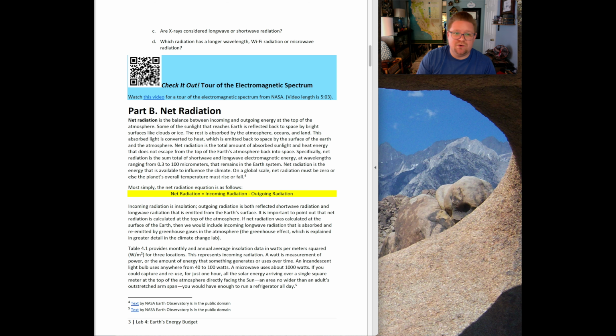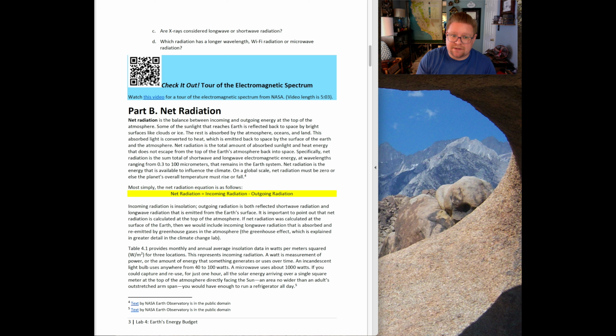Moving forward, we can move into Part B, known as net radiation. Net radiation is the balance between incoming and outgoing energy at the top of the atmosphere. Some of the sunlight that reaches the Earth is reflected back to space by bright surfaces such as clouds, even ice. Water is also able to absorb but reflect some as well. A word that becomes very important here is albedo. Albedo is the level of whiteness a surface has. The whiter the surface, the more reflective it is. The darker the surface, the more of the received energy it will absorb.